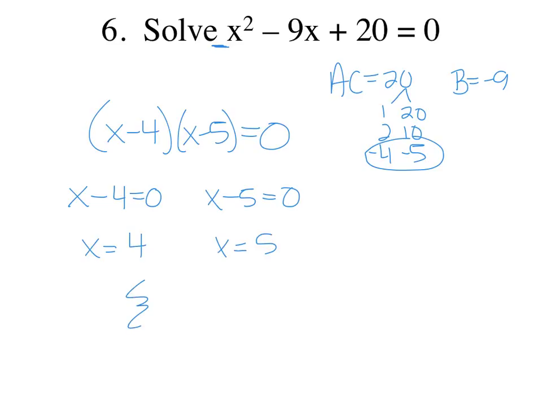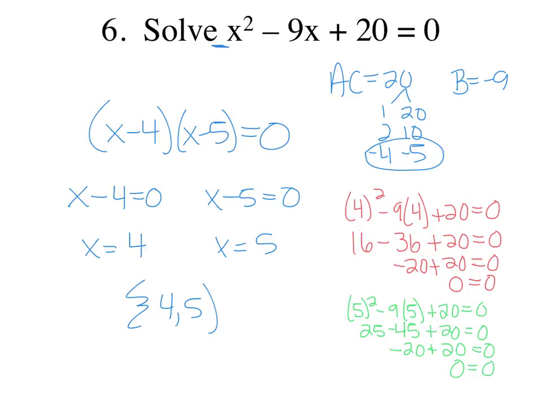So again, what that means here is that if you were to plug in 4 for x into this original trinomial, it's going to give you 0, and if you plug in 5, it's also going to give you 0. So I'm going to go ahead and put that on here so that you guys can kind of see that this would be how you would check these. So you can see the check shown.